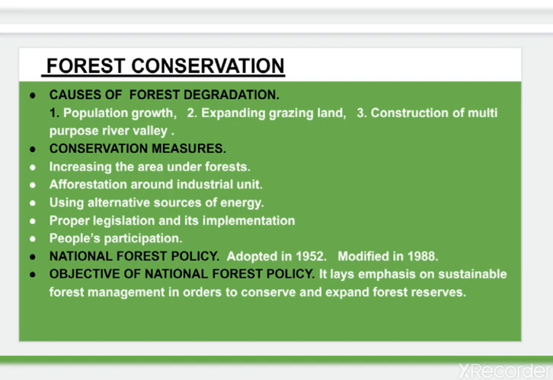Next, proper legislation and its implementation, that means laws should be strict regarding afforestation. Then people's participation. So these are the several steps we need to take so that we can conserve our forest resources. Next, National Forest Policy. This policy was adopted in 1952 by the Government of India and it was modified in 1988. The main objective of this forest policy is that it lays emphasis on sustainable forest management in order to conserve and expand forest reserves in India.